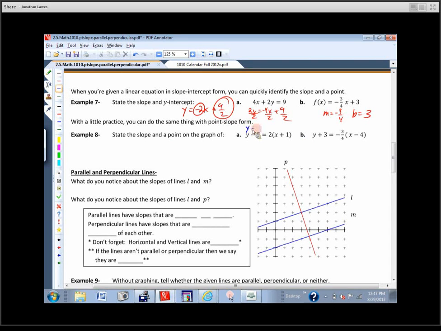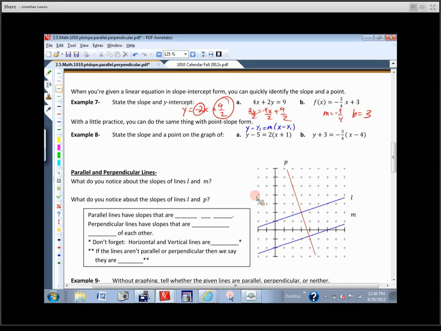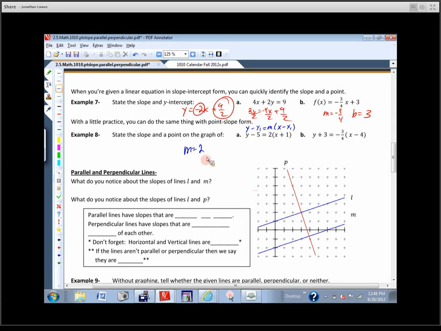But with a little bit of practice, you can actually give a point and a slope just by looking at it in point-slope form. So remember, this is y minus y1. This is m times x minus x1. Now, by far the easiest part of this to pick out is which? Slope. What's the slope? Just the 2. Slope is 2, because it's the number in front of the parentheses there.